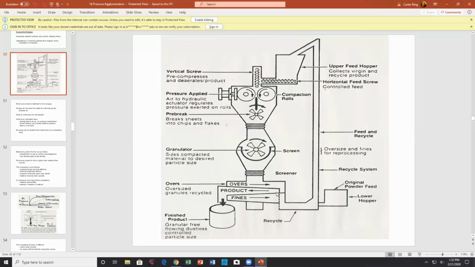Then you throw in a screening operation to remove your oversized products to be recycled and fine stuff to be recycled. And you have the original feed, powder feed here, and they're mixed in a recycle system. This apparently is feed and recycle. And you again recycle when you have stuff that feed comes off in the middle screen, comes back down. You should learn about screening operations, right? Screening may be important to you.